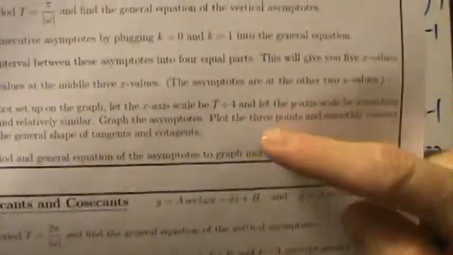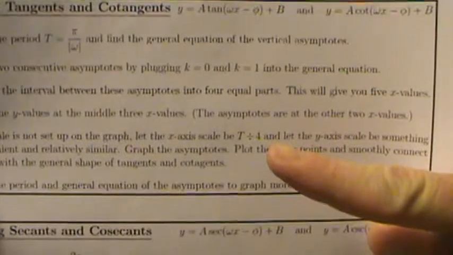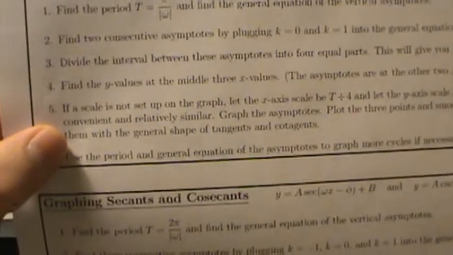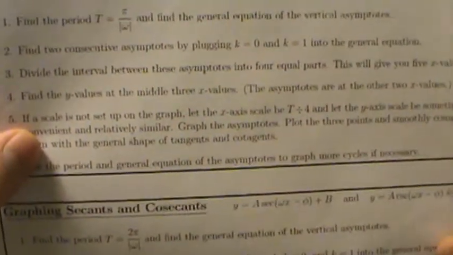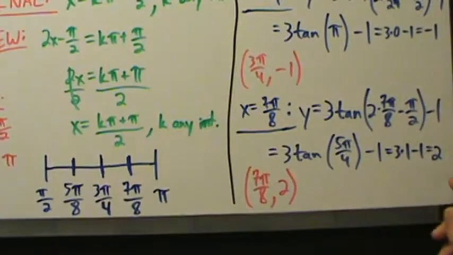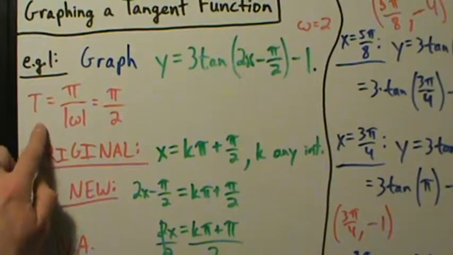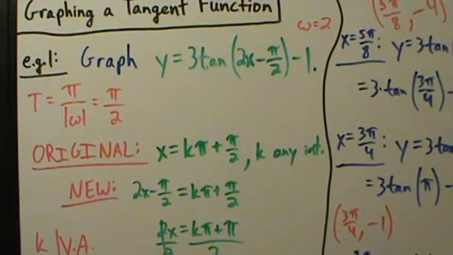So step 5: if a scale is not set up on the graph, let the x-axis scale be T divided by 4. Remember, T is the period that we found way back in step 1. We'll talk about that when we graph it. And let the y-axis scale be something convenient and relatively similar. Let's do that right now. Let's pull out the graph paper, because we're kind of out of room here. Actually, we can come back up here real quick. If T is pi over 2, let's figure out what T divided by 4 is.